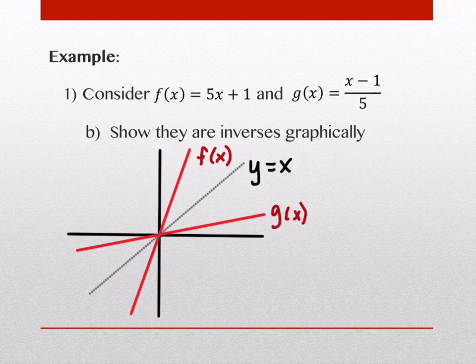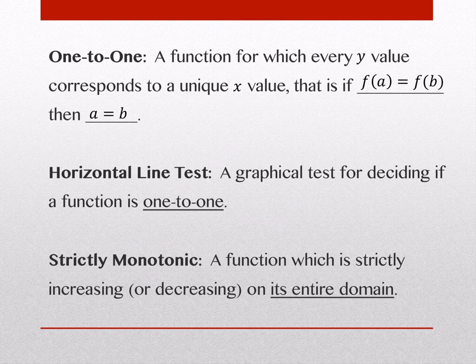All right, so if this is what inverses sort of do for one another, they have these characteristics or features, how do we know if something has an inverse? Well, the first issue is we have to know if something is one-to-one. So a graph is one-to-one when it's a function for which every y value corresponds to a unique x value. That is, if f of a equals f of b, then a equals b.